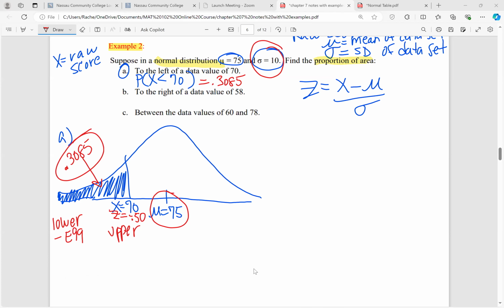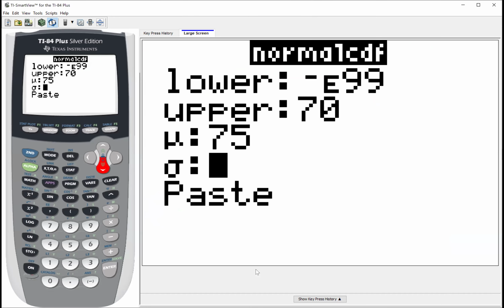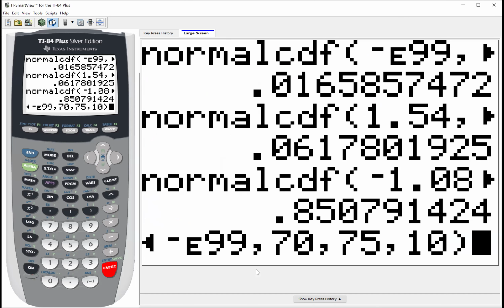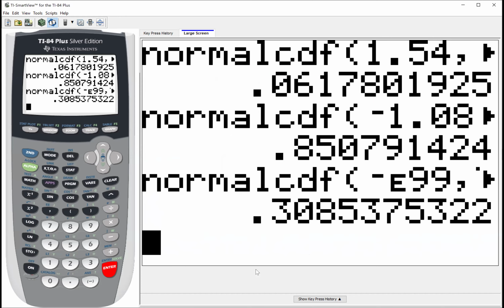And what the calculator is going to do is convert to a z-score, do a table lookup, and give us the area. And it does it so quick, you don't even see it. And there's my 0.3085, right? The first 4 decimal places is the same thing we got from the table, 0.3085.